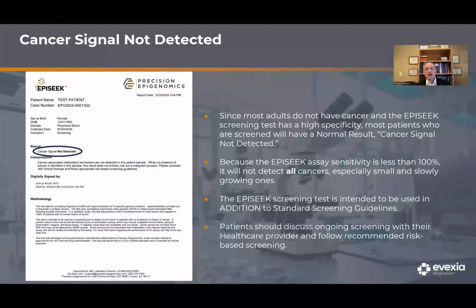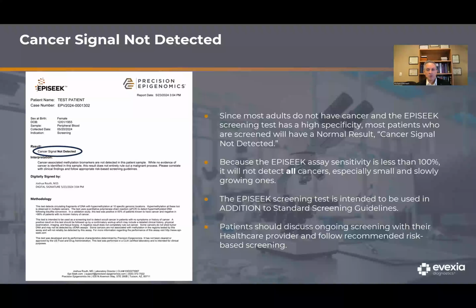This is going to be the most common result that you get, which is a cancer signal not detected. This is because of that great specificity that we have, and also because most patients walking around don't have cancer inside them. This is a screening test to find those aggressive cancers before bad things happen. I want to make sure that people understand the sensitivity is not 100%, and small cancers could be missed. The assay looks for: is there cancer in me now? It's very good at doing that, but not perfect.